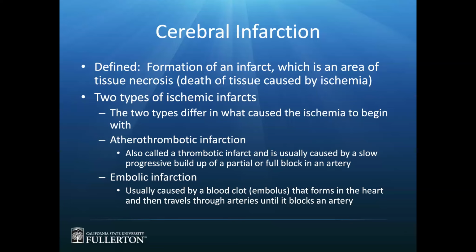The other kind, which is less common, but still quite common, is called an embolic infarction. And that is caused almost always by a blood clot that forms in the heart, in a heart that is not working right. We'll get to that later. And that clot breaks off and flows up through the arterial system to the brain. It could go anywhere, by the way, but if it goes to the brain, it'll cause a stroke. What kind of stroke? An embolic CVA, an embolic infarction.